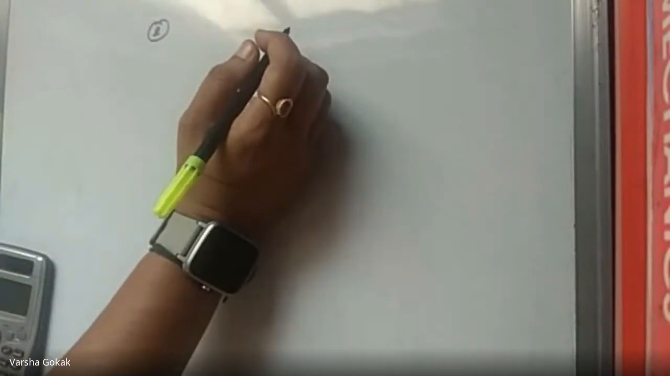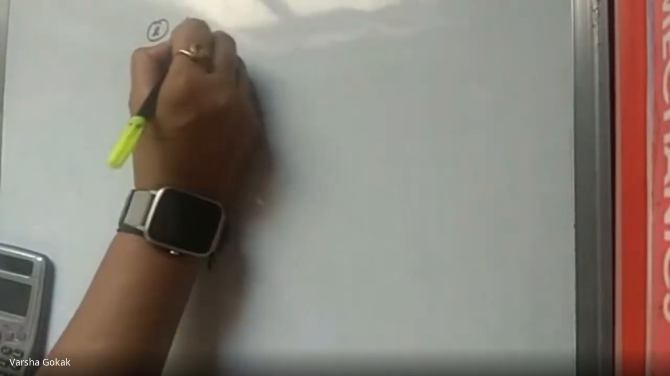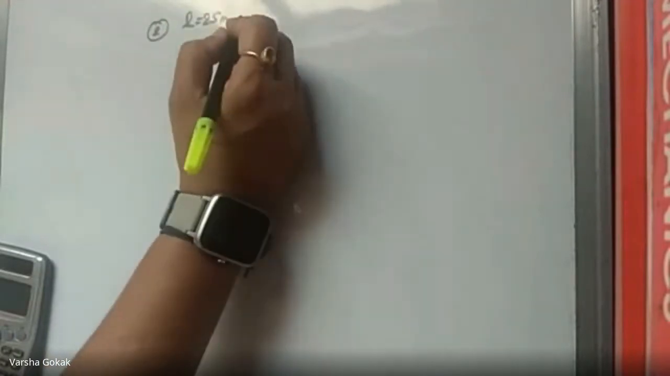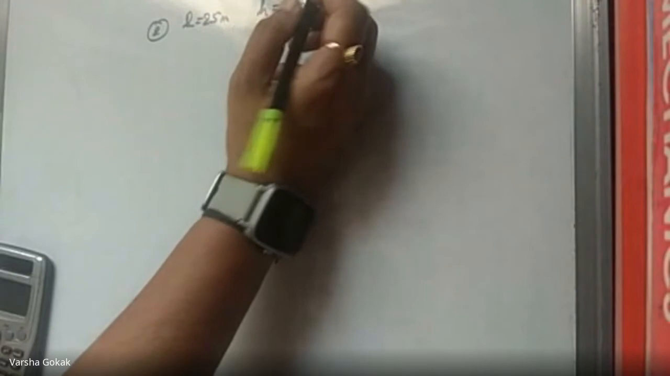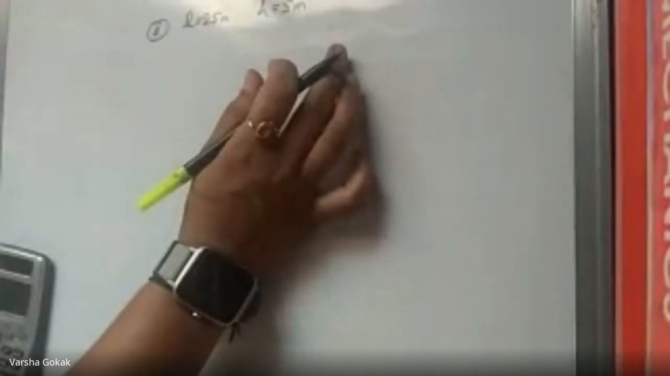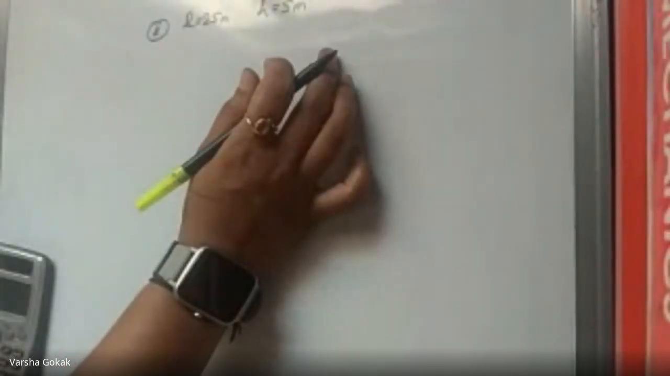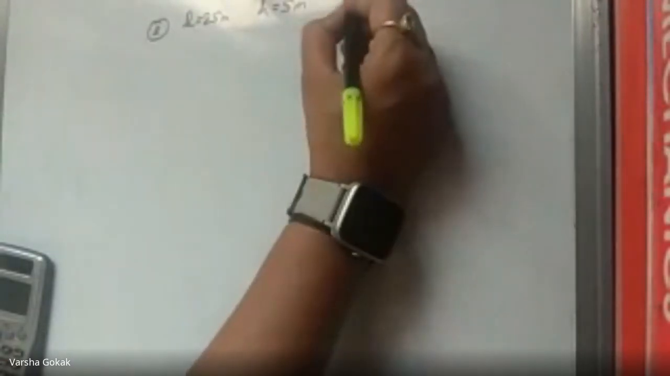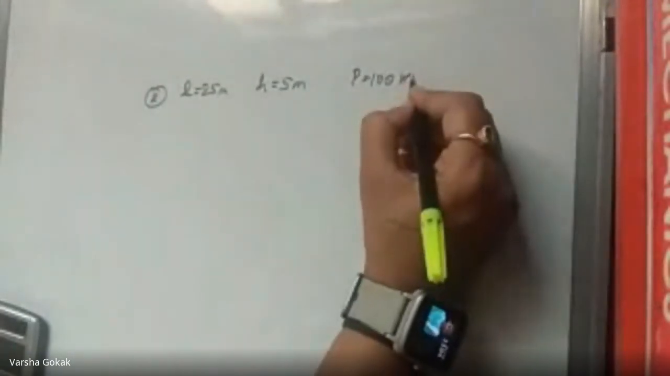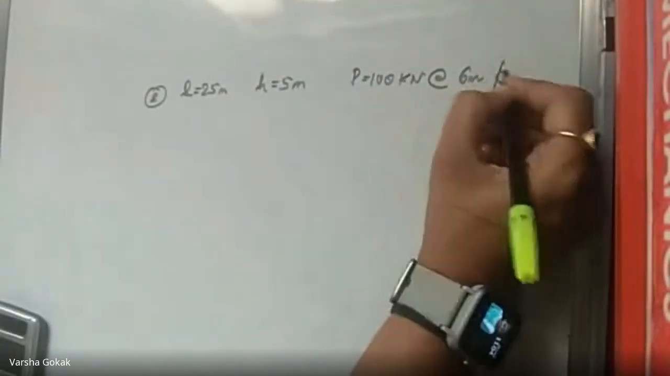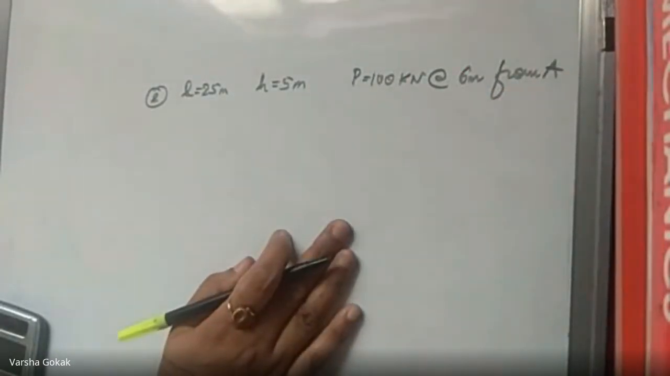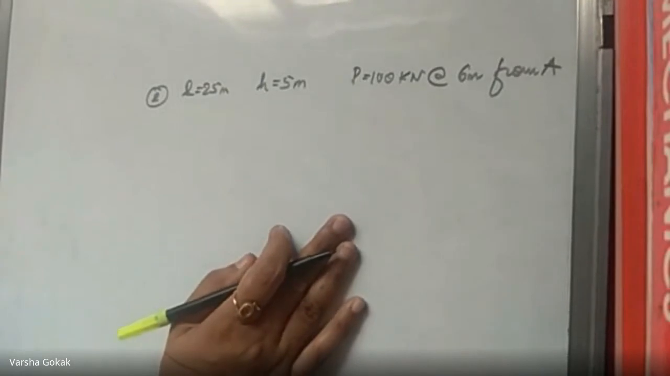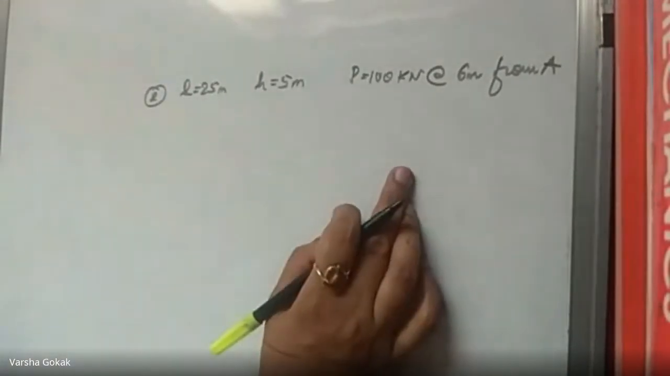A circular arch of span L equal to 25 meters, with a central rise H of 5 meters, hinged at the crown and at the springings. It carries a point load of 100 kilonewton at 6 meters from the left support. I'll take the left support as A. We have to calculate the reactions at the supports, at the crown, and the moment at 5 meters from the left support.